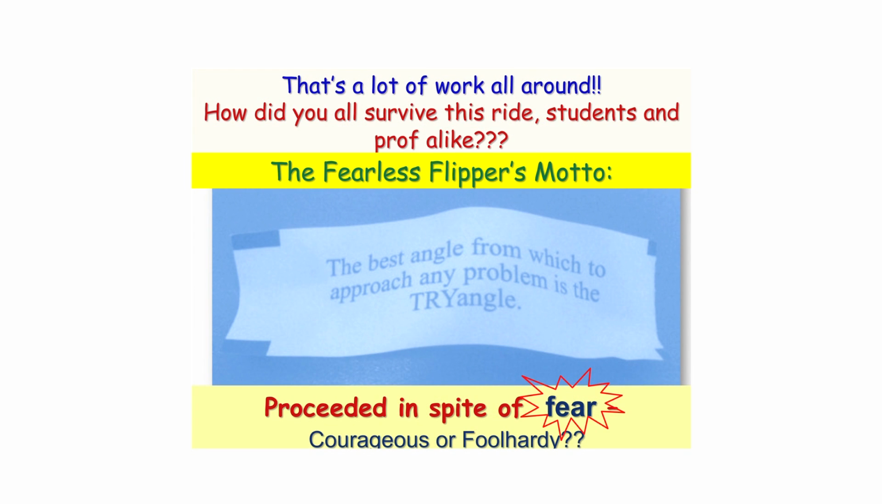So then you say, hey, that's a lot of work for you. It's a lot of work for your students. So how did you survive? I don't know how it's going to happen. So I kind of work this way. The best angle from which to approach any problem is the triangle. Just try it. So what I did was that I was scared, right? But I kept going because I felt that if I don't do something, the same result will happen, right? I will get still poor retention and poor student success.